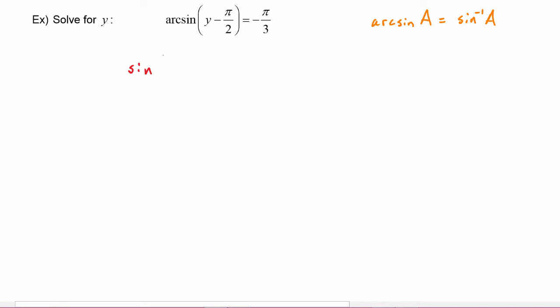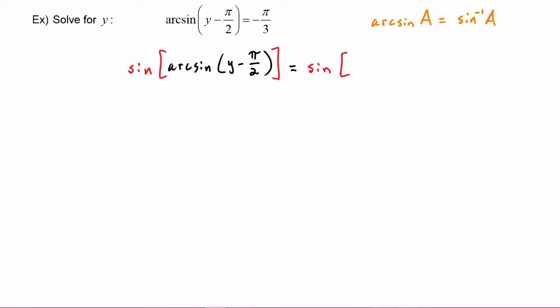So we will take the sine of arcsine of y minus pi over 2, and then that will equal taking the sine of negative pi over 3. On the left-hand side, the sine of the arcsine, they will undo each other because they are inverse operations. So now we have y minus pi over 2 is equal to, we have to do the sine of negative pi over 3.